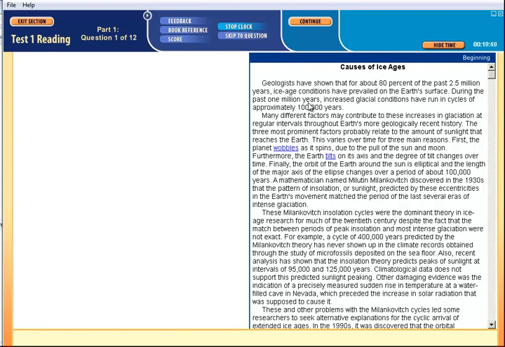During the past 1 million years, glacial conditions run in cycles of 100,000 years. Many different factors contribute to these increases in glaciation. Factor. These Milankovitch insolation cycles. Well, that must be explained up here. Milankovitch something or other. Were the dominant theory in Ice Age research for much of the 20th century.